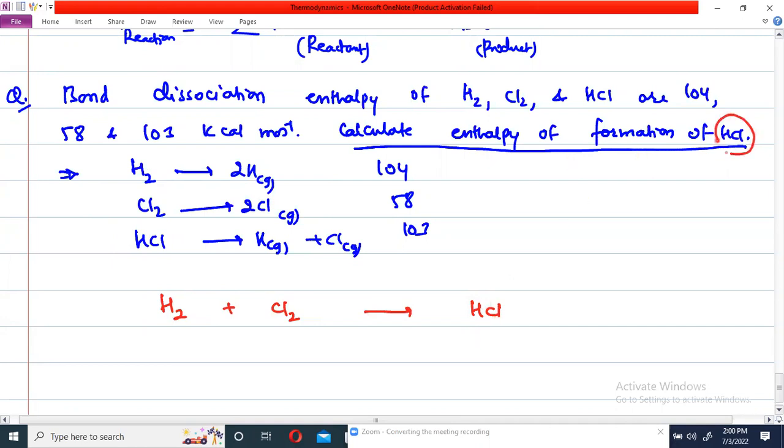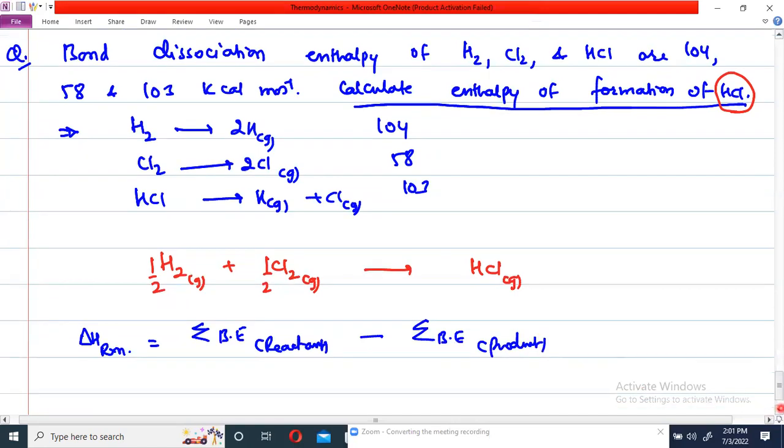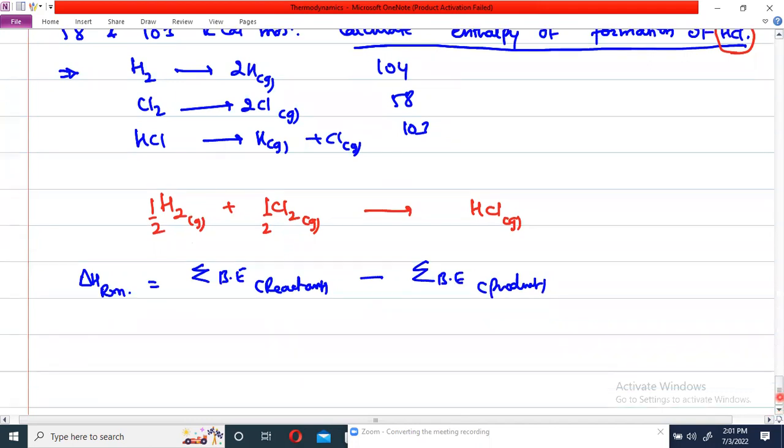But formation of HCl means it is 1 mole. It should be 1 mole. For balancing, it is 1 by 2, in the form of gas. Whenever you want to write the delta H of the reaction, you know how to write. Delta H of the reaction is equal to summation of bond energy of reactant minus summation of bond energy of product.